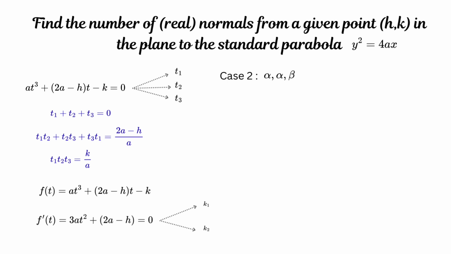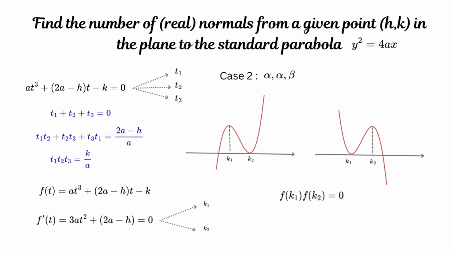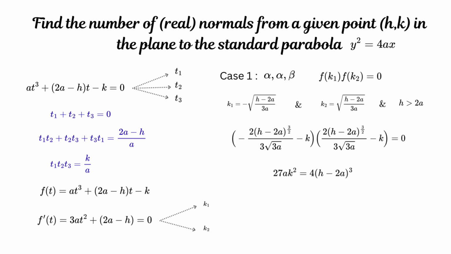For a cubic to have two repeated real roots and one distinct real root, the turning points, given by the roots k1 and k2 of f dash of t equals 0, must satisfy the condition f of k1 into f of k2 equals 0. This means that the cubic's graph just touches the t-axis at one of its stationary points. After evaluating, we get 27a times y squared is equal to 4 times (x minus 2a) cubed, and x greater than 2a.